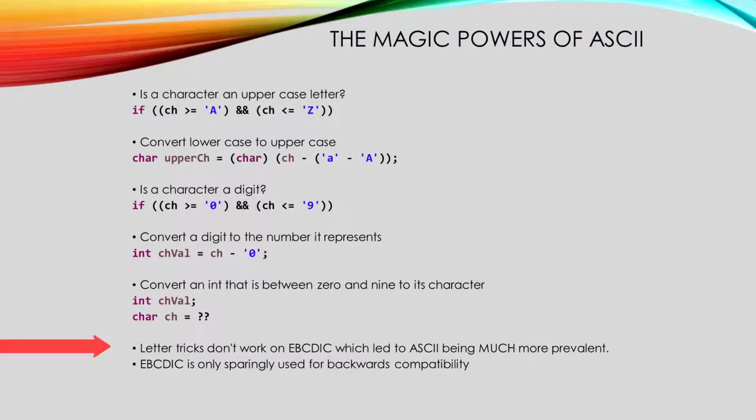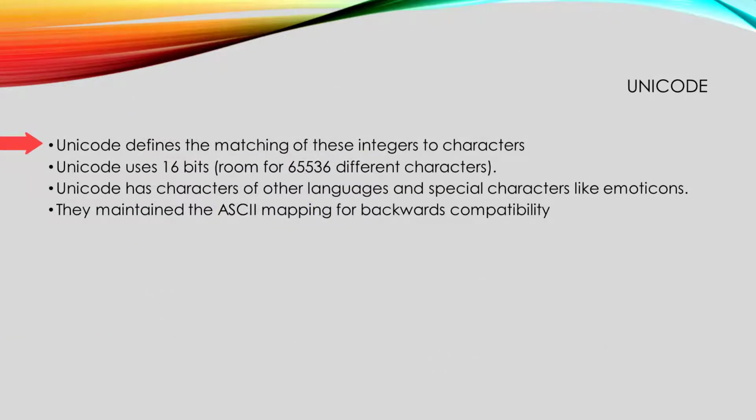The bottom line is that these tricks don't work in EBCDIC because the groups of letters aren't consecutive in EBCDIC, and ASCII encoded more characters. As a result, ASCII is much more prevalent than EBCDIC. While ASCII was good for us, it's really English-centric. Early developers didn't think about trying to encode characters that are used in other languages.